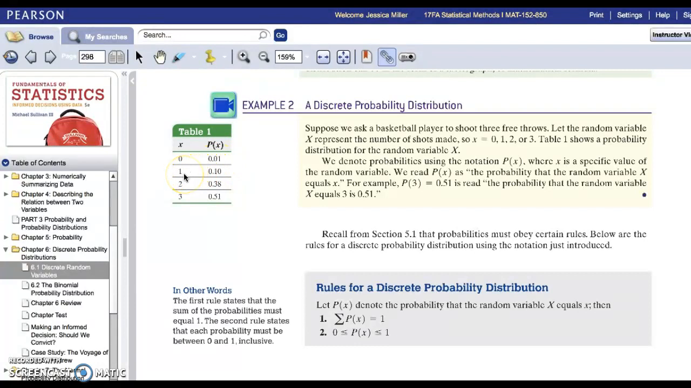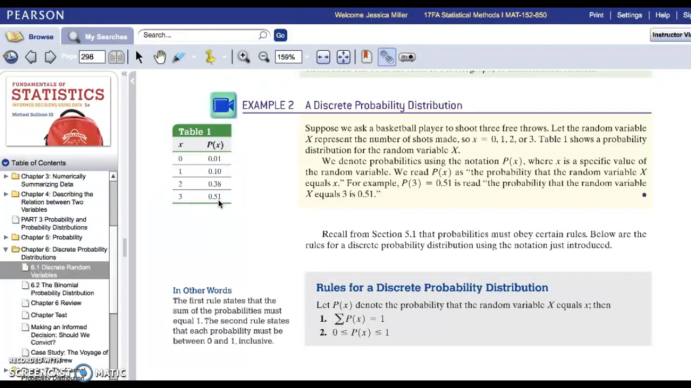The probability that he makes 1 out of those 3 is 10%. The probability that he makes 2 out of those 3 is 38%. 3 out of those 3 is 51%. Meaning, he's not a bad player, right? 50% of the time, he makes all 3 free throws.